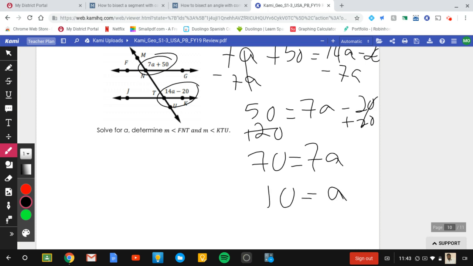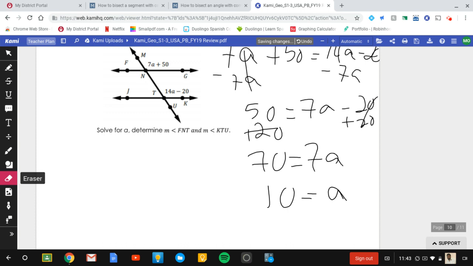Once I find A is equal to 10, pay attention to which angle they're asking you to find, right? Because here, they're not asking us to find the angle they're giving us information about. They're asking us to find other angles, but we can find them because we know there's a relationship between them. So here, they're asking us to find F and T. F and T is right here.